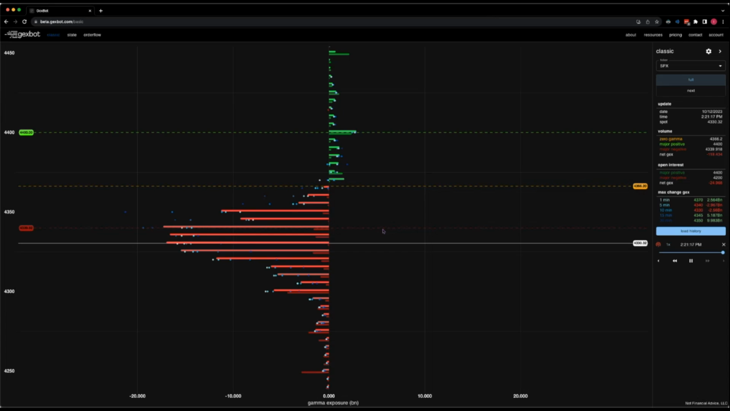Gotcha. So if the dot is really far outside of the histogram, like maybe over here, these 4350s, you can see that the gamma exposure there has been shrinking. Whereas if the dot is inside the strike, you can see that the gamma exposure there has been growing, right? Yes, exactly. Exactly.